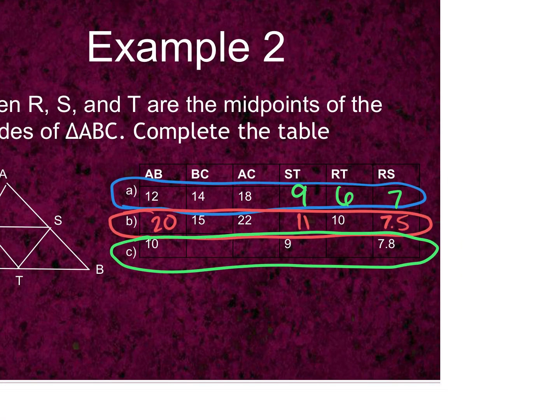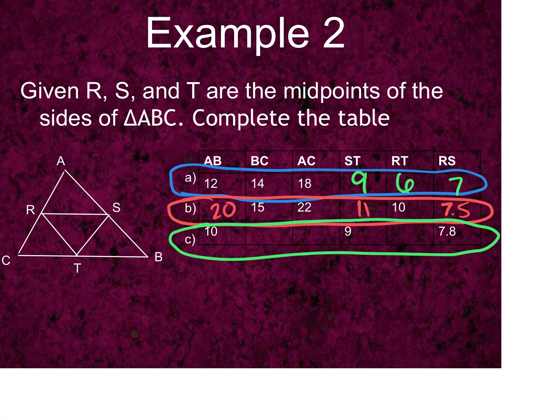Letter C. We've got AB is 10. BC we don't know. AC we don't know. We know ST and we know RS. How could we find BC? Daniel? Good, multiply RS by 2. So if you take 7.8, multiply by 2, what do I get? 15.6.